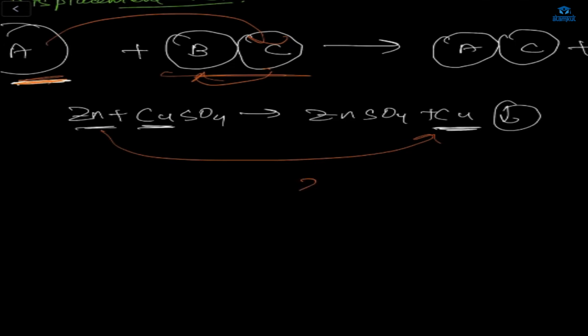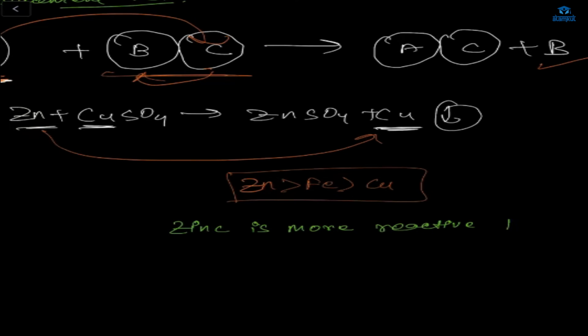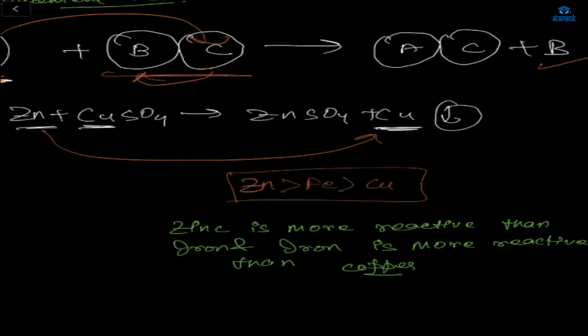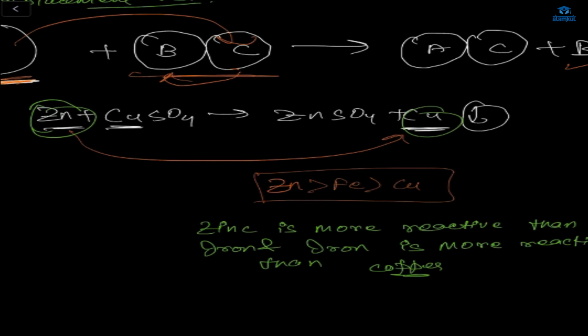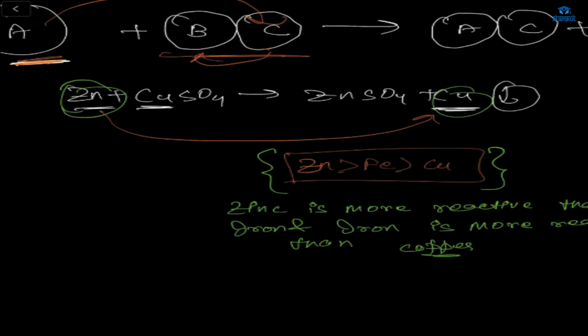You have to memorize this: Zn, Fe, Cu. What does it mean? It means zinc is more reactive than copper, zinc is more reactive than iron, and iron is more reactive than copper. Here, zinc is more reactive than copper, so zinc throws out the copper. That's why we are discussing this order, so that you get to know which element is more reactive and which is not. Zinc is most reactive, then Fe, then Cu. Got it? Now this is my displacement.